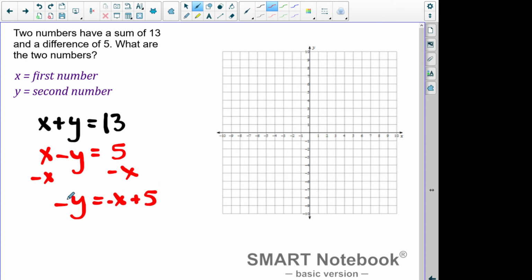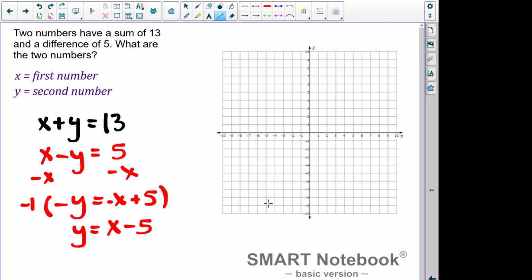It's almost slope-intercept, but I don't want negative y, I want y. So I'm going to multiply everything by negative 1. I'm going to change all the signs. And so here I would now get positive y, which is what I want. Negative 1 times negative y gives me y, negative 1 times negative x gives me positive x, and negative 1 times 5 gives me negative 5. So there's an easy to graph equation there.